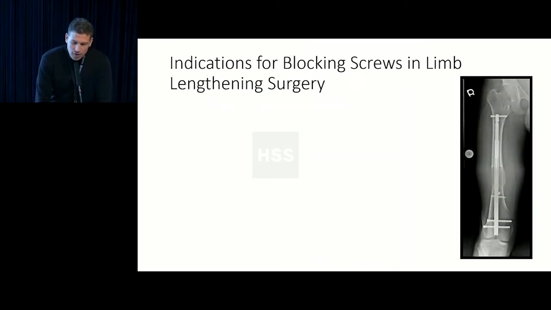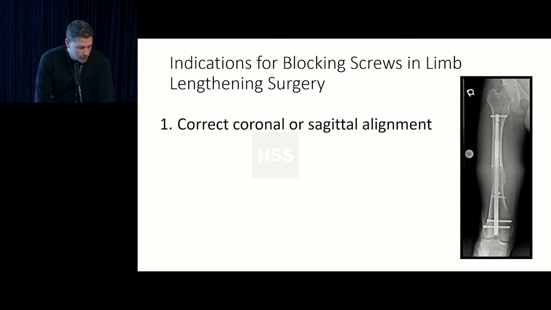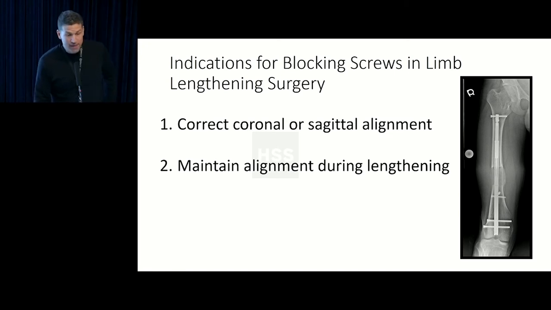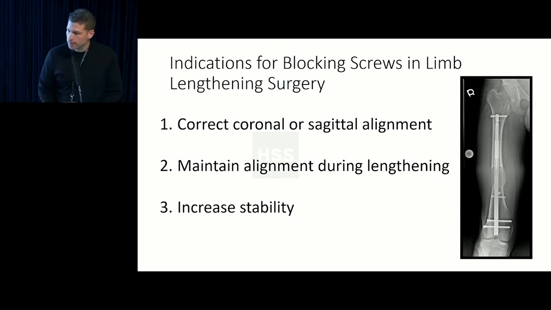So indications for blocking screws in limb lengthening surgery: correct coronal or sagittal alignment, maintaining alignment during lengthening, especially with internal lengthening nails, or increasing stability. I've used it for increasing stability, which is also quite effective.